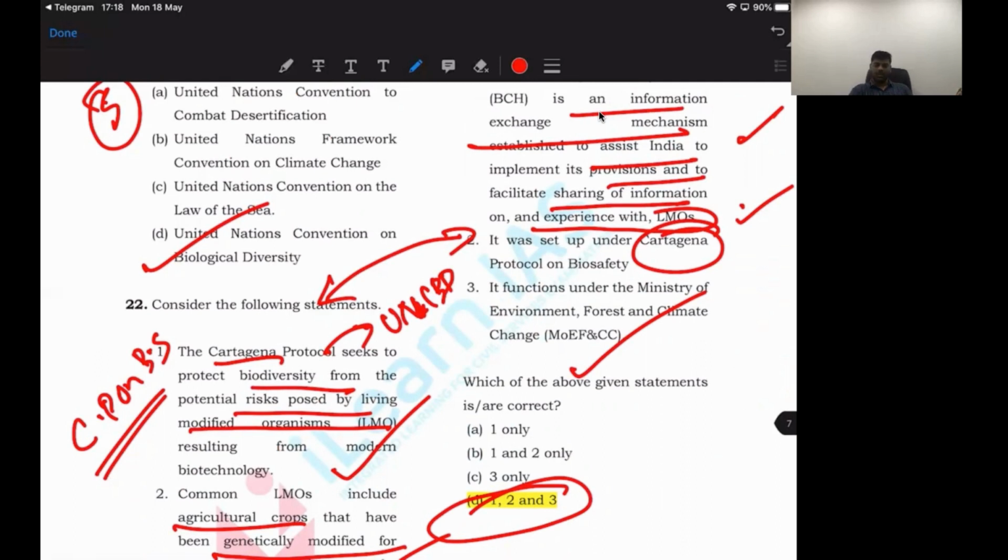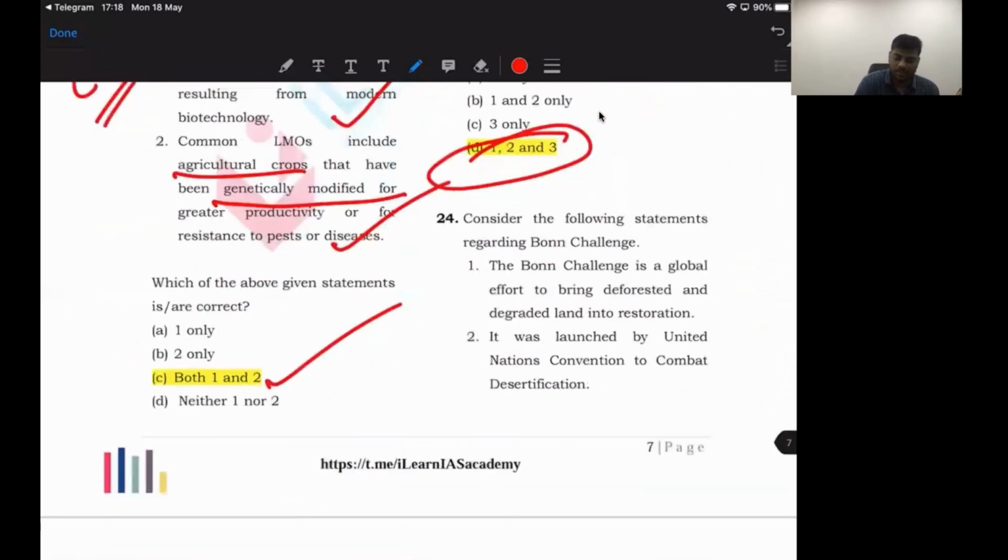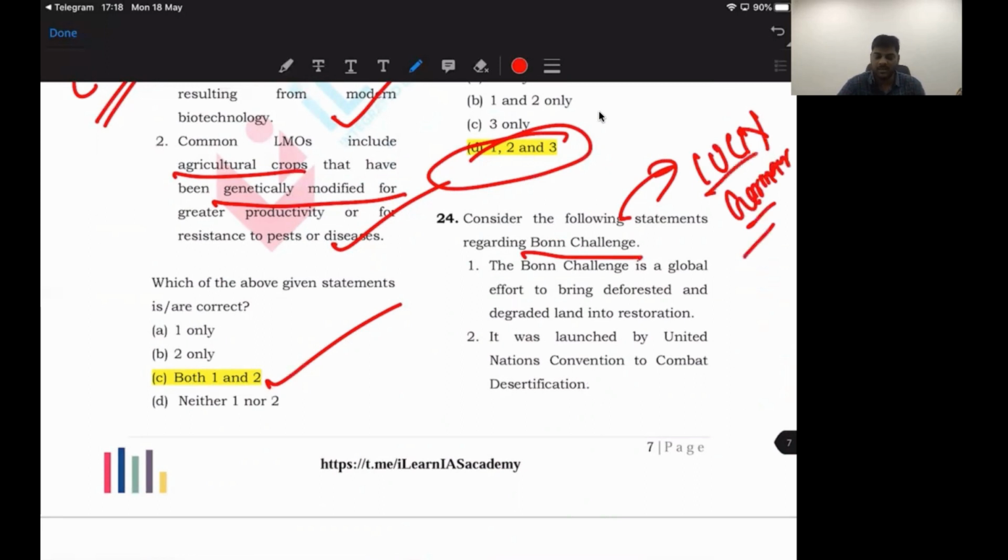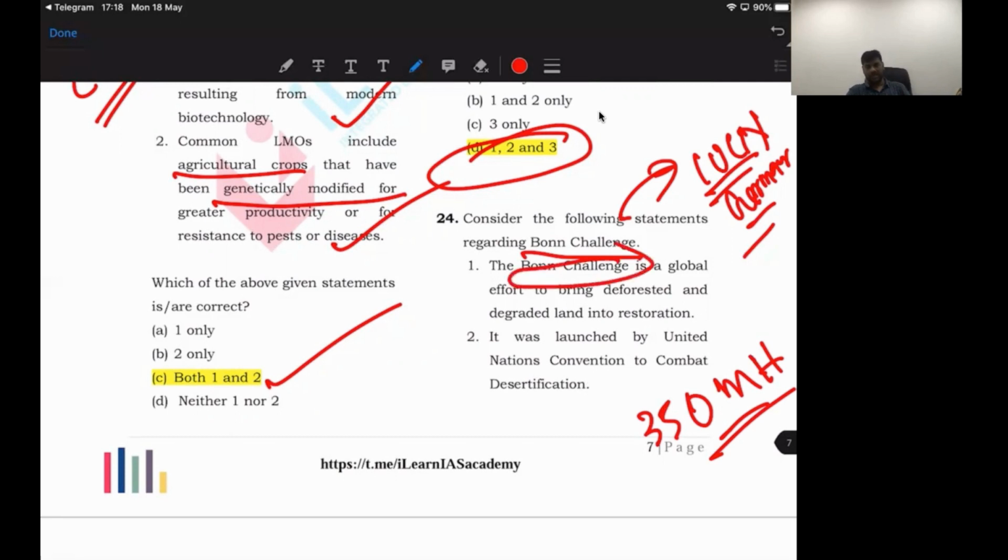Got it. Then going to the 24th one, consider the following statements regarding the Bonn Challenge, which was in the news. An IUCN initiative along with the government of Germany, aiming at restoring some 350 million hectares of forest land within certain years. Check the facts for more details. The Bonn Challenge is different from the Bonn Convention. Please remember that. The Bonn Challenge is a global initiative launched by IUCN along with the government of Germany to restore degraded land. So the first one is correct.